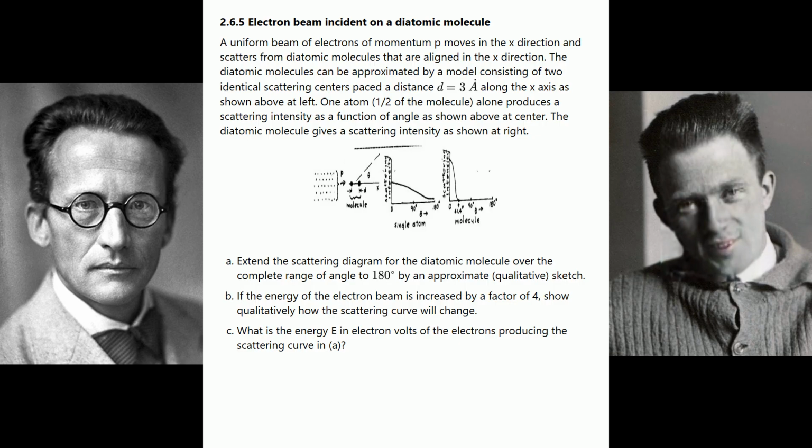A. Extend the scattering diagram for the diatomic molecule over the complete range of angle to 180 degrees by an approximate, qualitative sketch. B. If the energy of the electron beam is increased by a factor of 4, show qualitatively how the scattering curve will change. C. What is the energy in electron volts of the electrons producing the scattering curve in A?